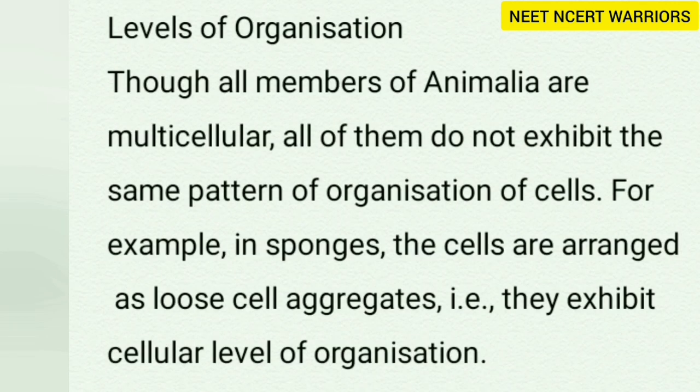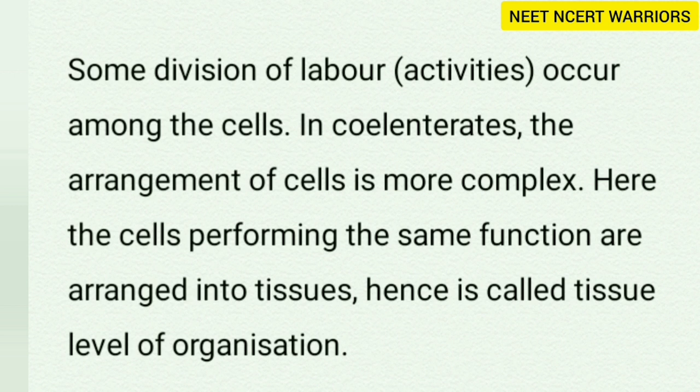Topic: levels of organization. Though all members of Animalia are multicellular, all of them do not exhibit the same pattern of organization of cells. For example, in sponges, the cells are arranged as loose cell aggregates, that is, they exhibit cellular level of organization. Some division of labor or activities occur among the cells. In coelenterates, the arrangement of cells is more complex. Here the cells performing the same function are arranged into tissues, hence it is called tissue level of organization.